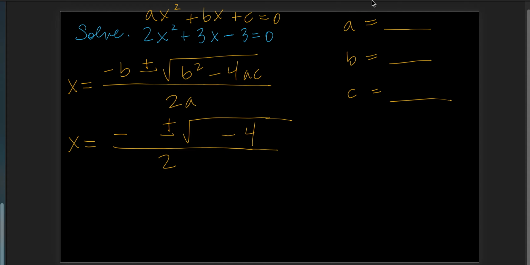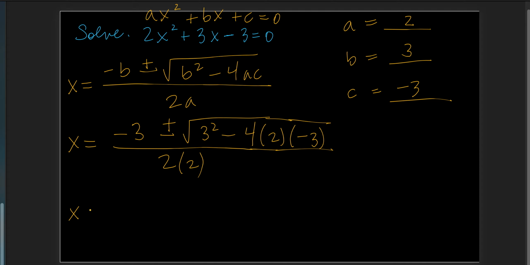Okay, so my a is 2, my b is a positive 3, my c is a negative 3. So b goes right here, which is 3, and then b squared here is 3 squared. Then 4 times a times c is 4 times 2 times negative 3. And then 2 times a is 2 times 2 right there. So I'm going to simplify now. The bottom's always the easiest.